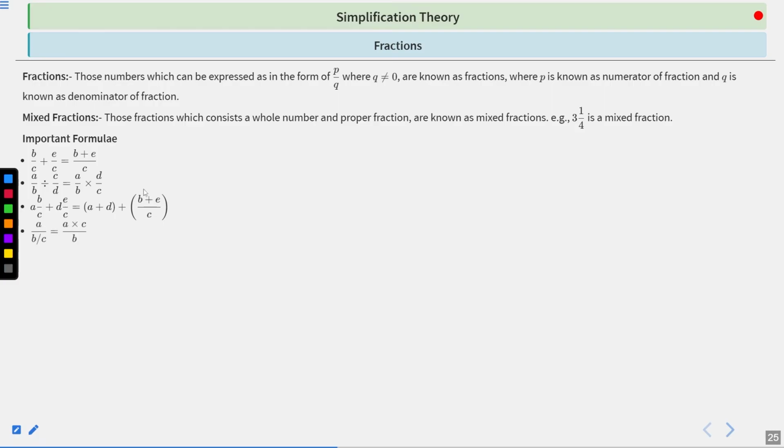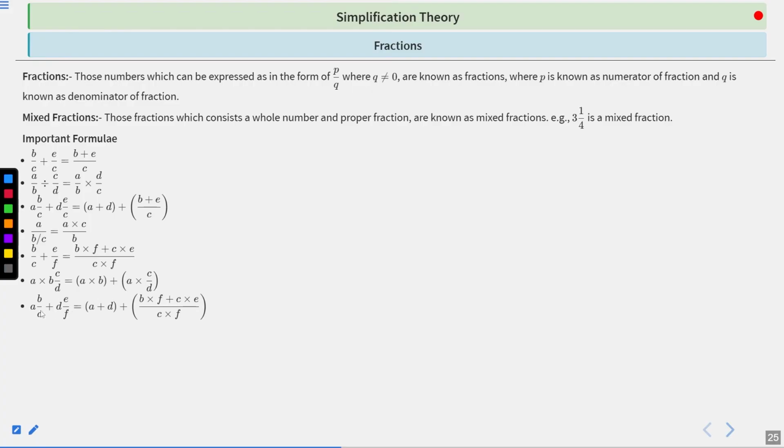Next one. If it is given that a upon b upon c, we can write it in the form of a into c upon b. Next one. If b upon c plus e upon f is given, we can write it b into f plus c into e upon c into f. In this case, c and f should be coprime. So we can write it in this form. Next one. If a into b and c by d, we can write it a into b plus a into c by d. Both are equal.